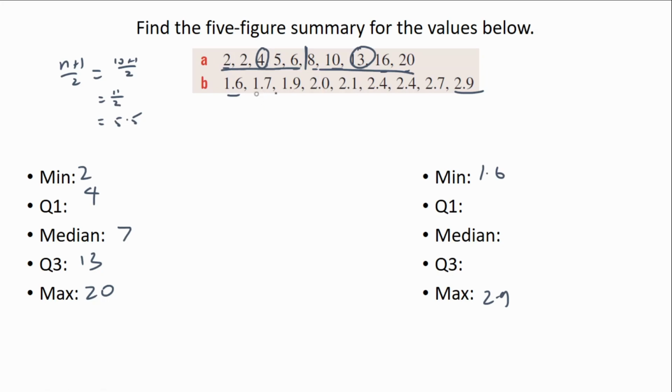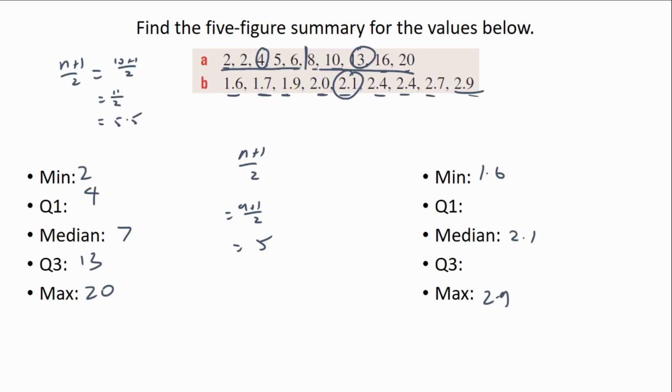I've got 1, 2, 3, 4, 5, 6, 7, 8, 9 data points there. So let's do n plus 1 over 2. That becomes 9 plus 1 over 2. 9 plus 1 is 10. 10 divided by 2 is 5. So it's going to be my 5th data point. 1, 2, 3, 4, 5. There we go. My median is going to be 2.1.